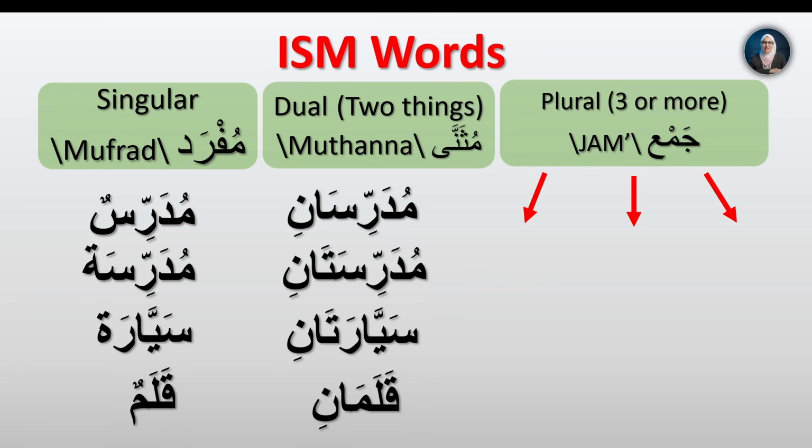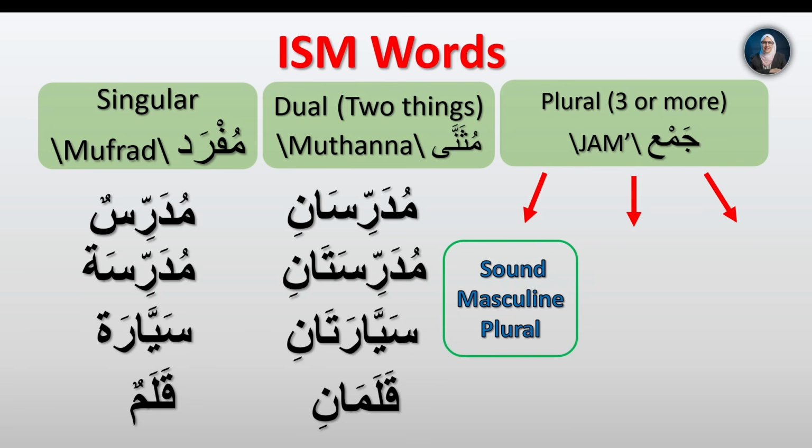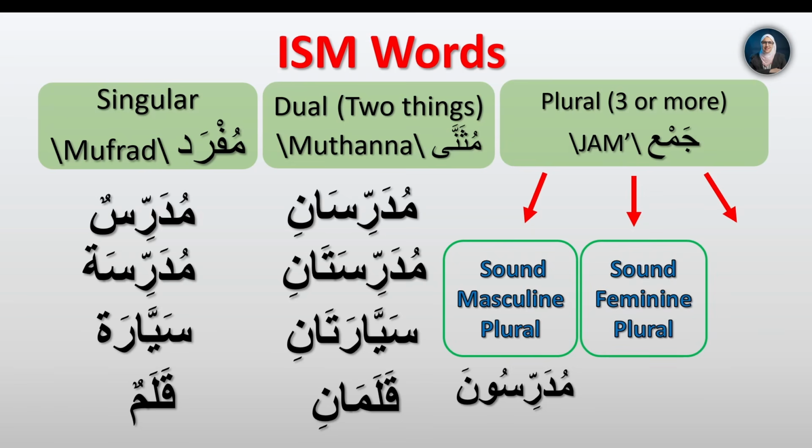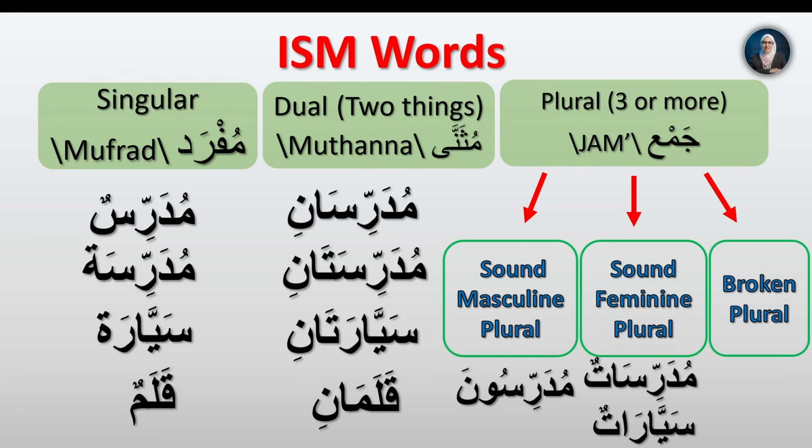You have the masculine sound, the plural, in which we add a waw nun at the end, like مدرسون. Use it only with human, with people. And the second type is the feminine sound, the plural, when you add alif ta at the end, atun, and you use it for words that have ta marbuta at the end, for human and non-human words, like مدرسات, سيارات. For the third type, it's a broken plural. It's irregular, and you have to learn it by memorization, like قلم becomes أقلام.